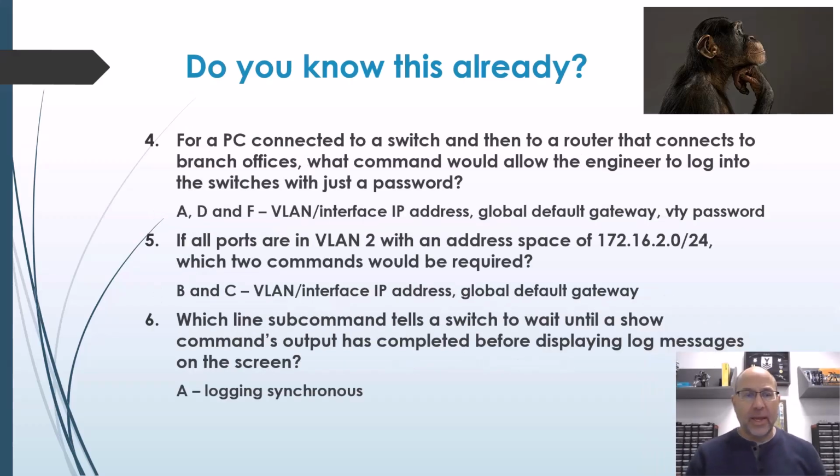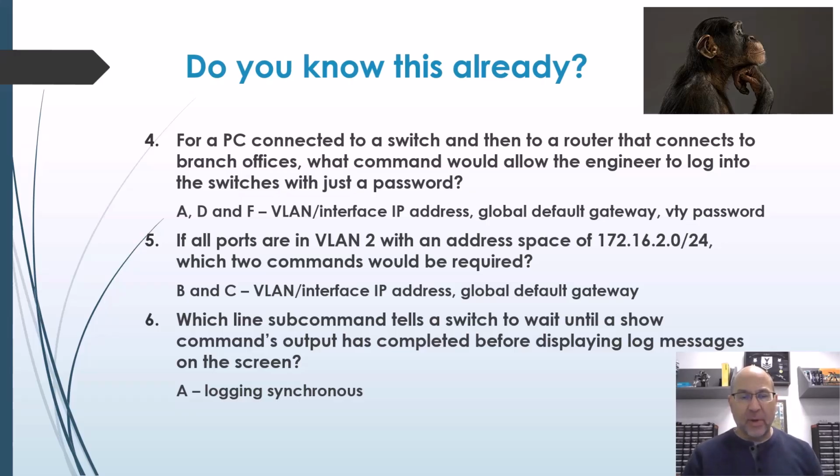Question number 4. For a PC connected to a switch and then to a router that connects to branch offices, what command would allow the engineer to log into the switches with just a password? Couple of parts here. That's why there's so many things to select. First of all, that switch is connected to a router, and then it's connected to branch offices. So there's a lot of networking that goes on here. So we would have to go into a VLAN, give it an IP address, configure a global default gateway, and then we would have a password on the VTY, which is what we would use for SSH or Telnet.